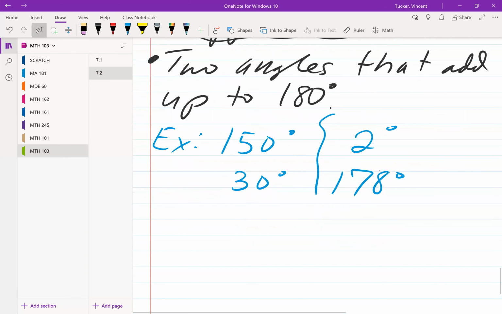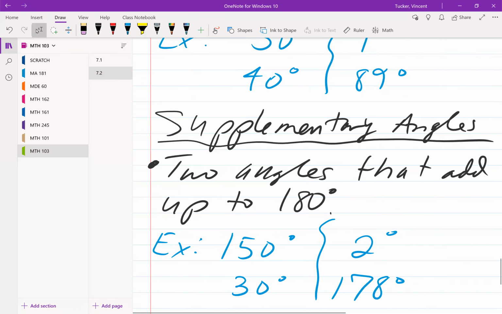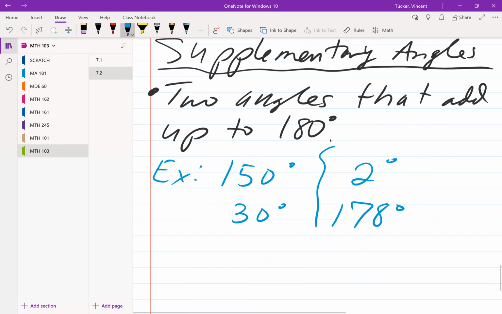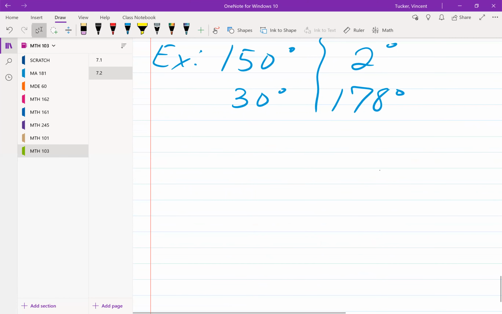So just going back, if they ask you what's the supplement of 30 degrees, then that would be 150. If they ask you what is the complement of 50 degrees, then that would be 40. So that's the terminology they could use. All right, let's look at another example.